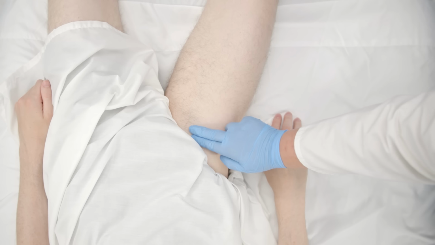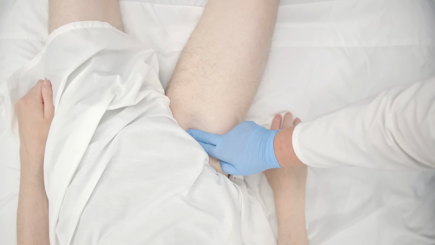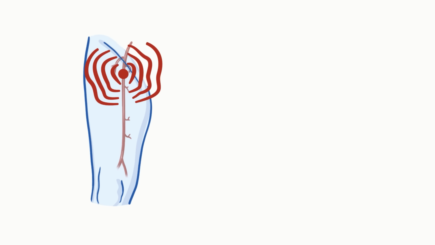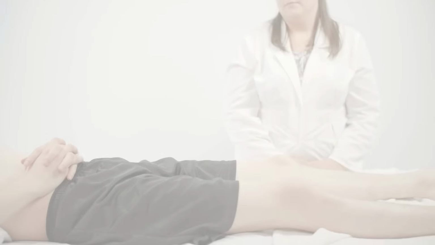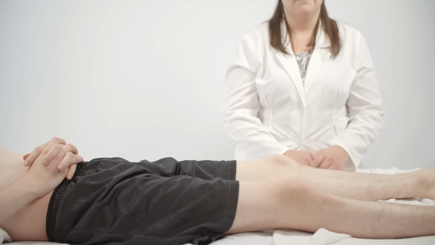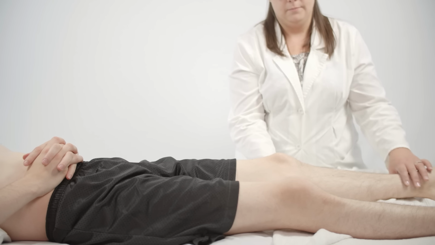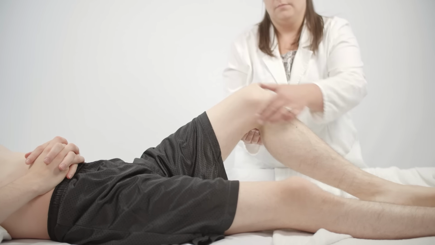Place your first 2 fingers below the inguinal ligament, midway between the pubic symphysis and the anterior superior iliac spine. An exaggerated femoral pulse is characteristic of femoral aneurysm. Alright, let's take Fred's popliteal pulse too. Flex one of Fred's legs a little. It should be relaxed.